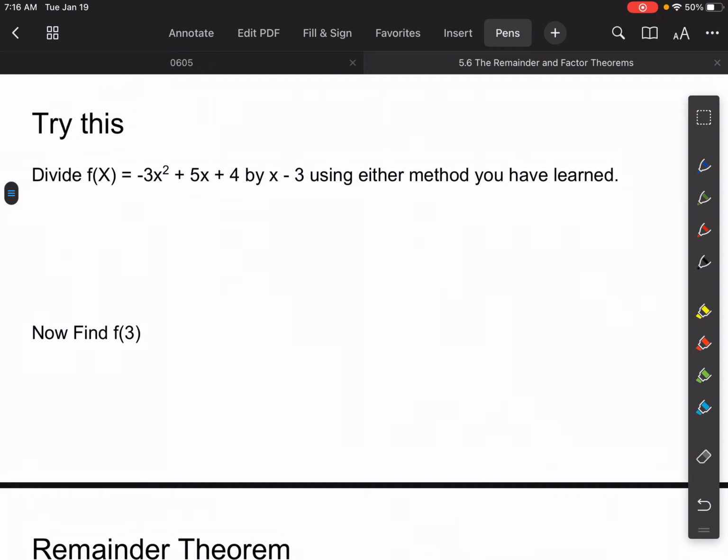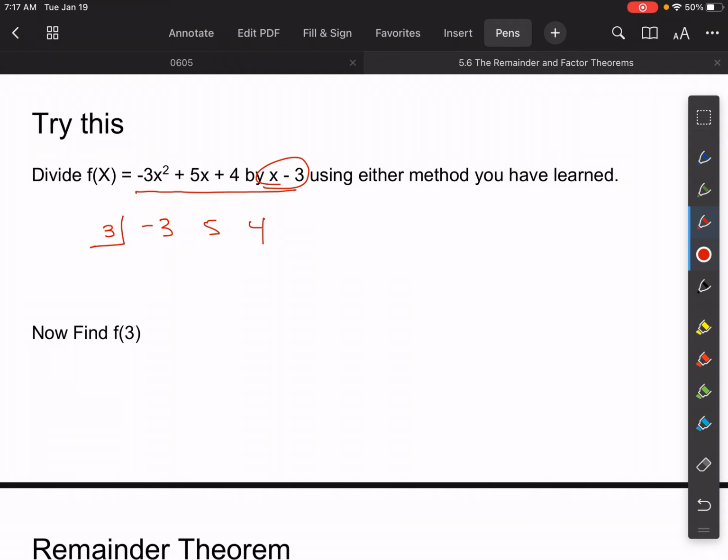So here's the deal. We've learned how to divide using synthetic and long division. So now we're going to do something with that. For this one, you can either use synthetic or you can use long division. I'm going to use synthetic division just to make a point about what's going on here with the remainder theorem. What makes this go to 0 would be 3, right? So 3 would be the number I'd put in the box there, and then I'd have a -3, a 5, and a 4. We don't need any placeholders because we have all the degrees there. So let's just go ahead and try this.